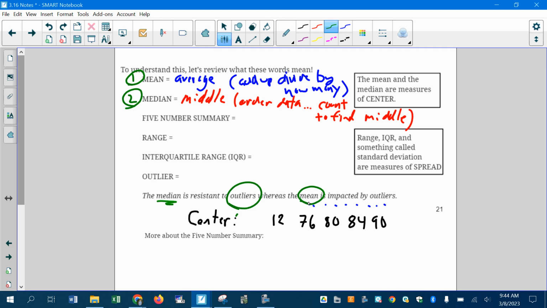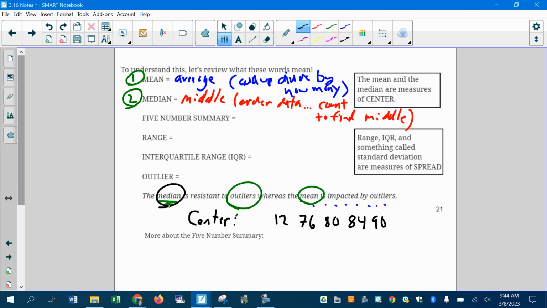That 12, that outlier, isn't going to change the median very much. It doesn't matter that it's way lower than the 76. It's only going to shift what's in the middle a little bit. In fact, if that 12, instead of being a 12, was a 70, it would have the same impact on what's in the literal middle. Okay? So it won't make that big of a difference, the fact that somebody got a 12%, if you use median.